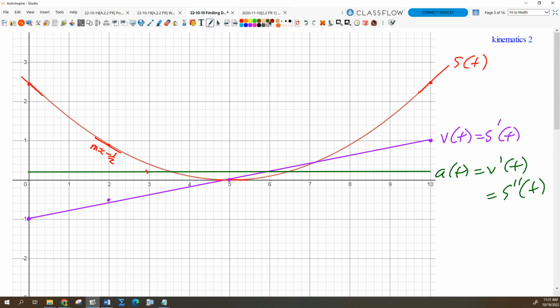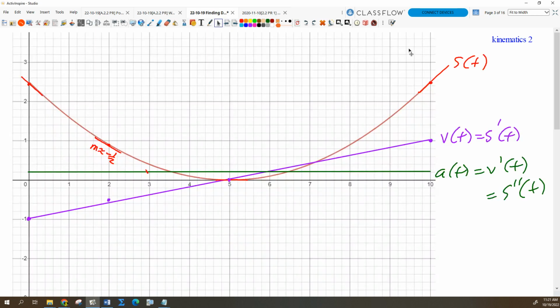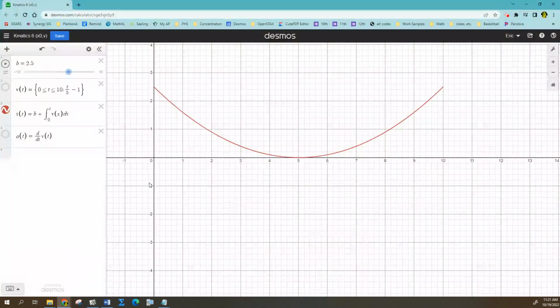How are we doing? We need a little more practice, don't we? Okay, let's try. Oh, and I want to go back. So if I turn on these other graphs, how'd we do? Well, there's velocity.